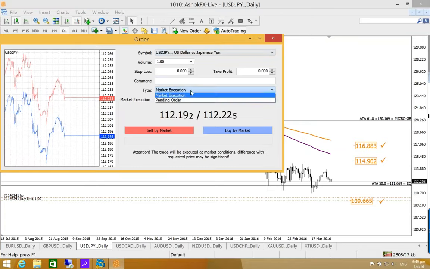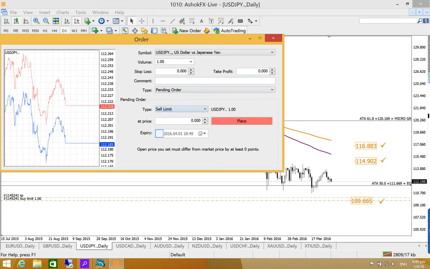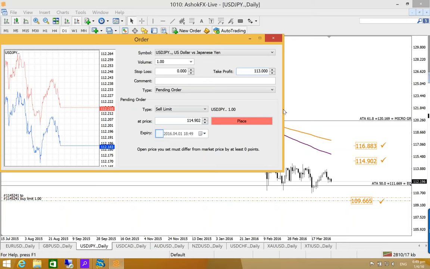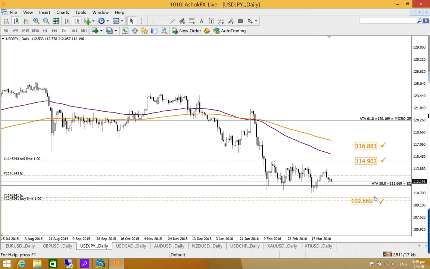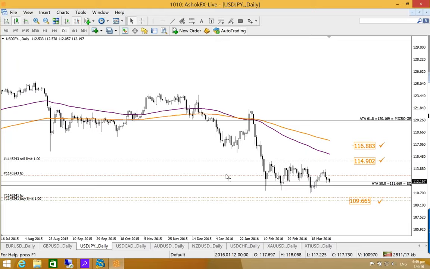So I'm going to go to sell limit, market execution, pending order. I'm going to do a sell limit, and I'm going to take this one, 114.902. I just put a price here; later I'll adjust. I'm going to put 113 and place this order. Sell limit order. And I'm going to move this to 90 pips, because for the sell, I will sell this now. I'll study it very hard. 90 pip will be right here. There you go. That will be my first TP.